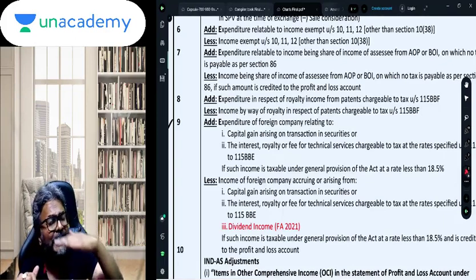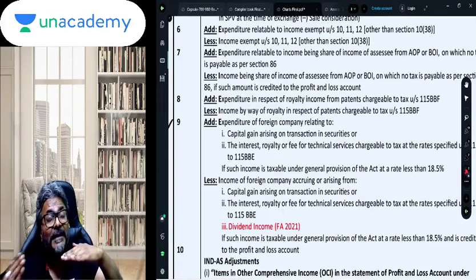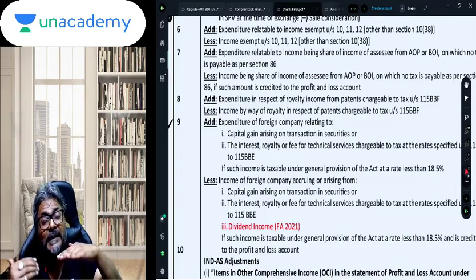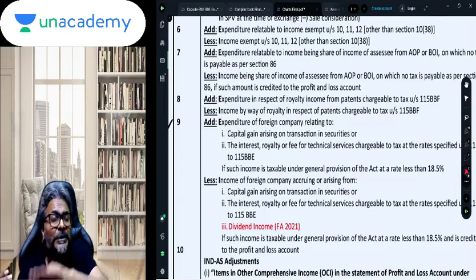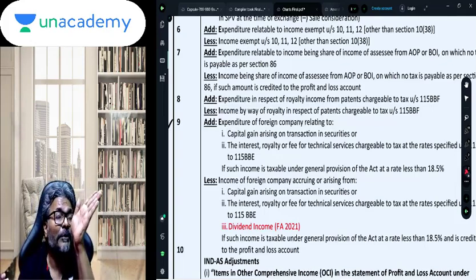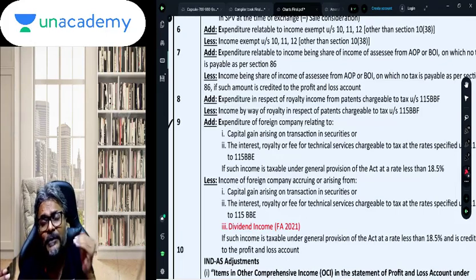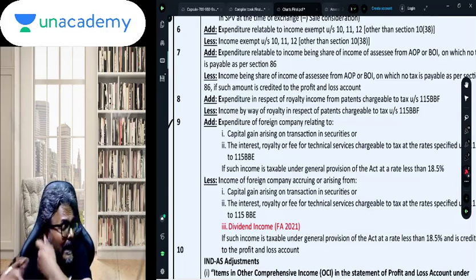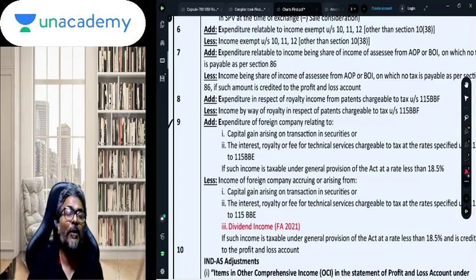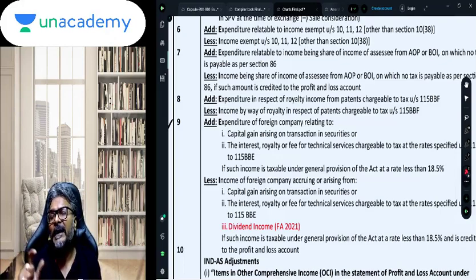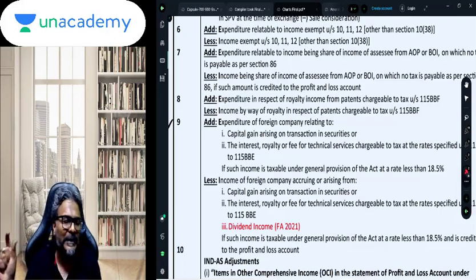But the intention was never to tax the exempt income which may be a part of your net profit as per the Companies Act, and therefore that particular exempt income and its corresponding expenditure also needs to be kept out of the purview of book profit, and accordingly the necessary adjustment needs to be made.